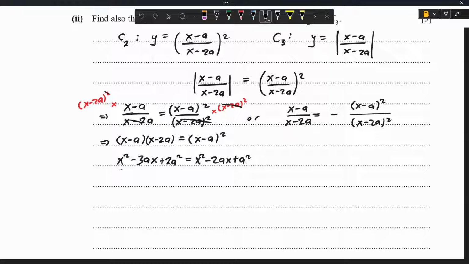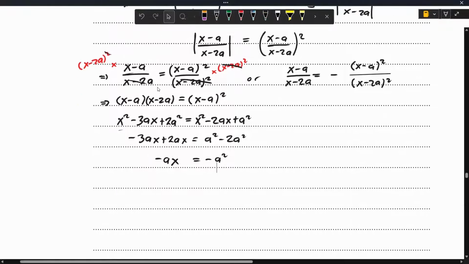So, subtracting x squared from both sides, we will get 0. So we'll be having minus 3ax plus 2ax being equal to a squared minus 2a squared. So that's going to be minus ax, all right, being equal to minus a squared. Dividing both sides by minus a gives us x to be a.